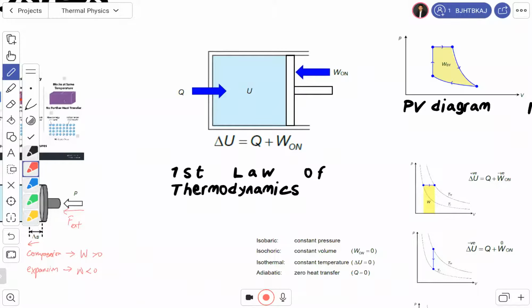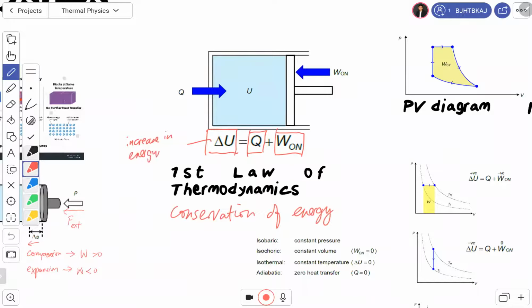The first law of thermodynamics is actually a conservation of energy statement applied to thermal physics. So what it's saying is that if I supply a certain amount of heat and I do a certain amount of work on it, then the internal energy will change by this amount. Note that this is an increase in internal energy. Let my exam mentality distract me. This is a change in internal energy, but in exam, you must write increase in. I'll elaborate on that in a while.